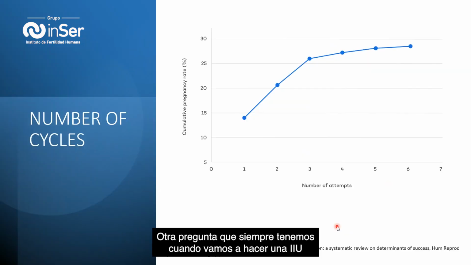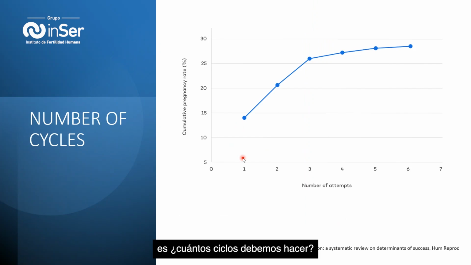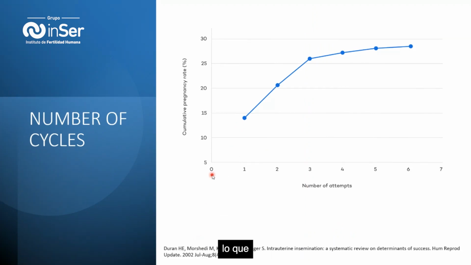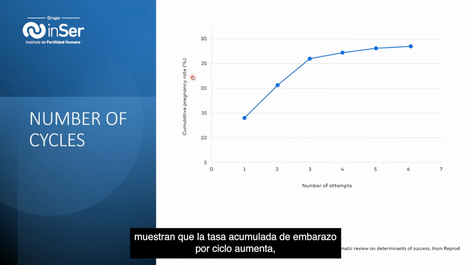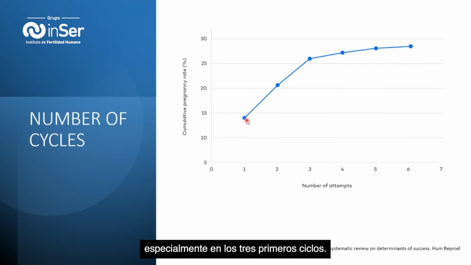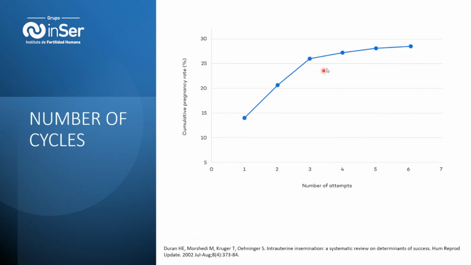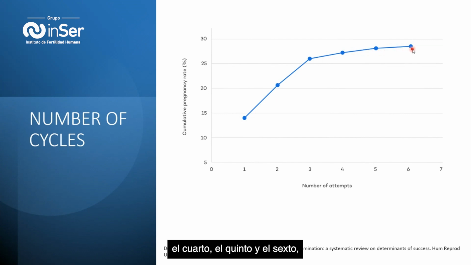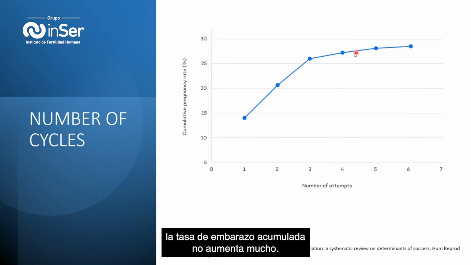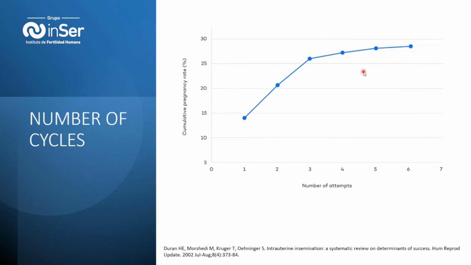Another question that we always have when we're going to do an IUI is how many cycles should we do? And this is another study. This one is from 2002, so 20 years ago, where it showed that the cumulative pregnancy rate per cycle increases, especially in the first 3 cycles. After those 3, the 4th, the 5th, and the 6th, the cumulative pregnancy rate doesn't increase very much.